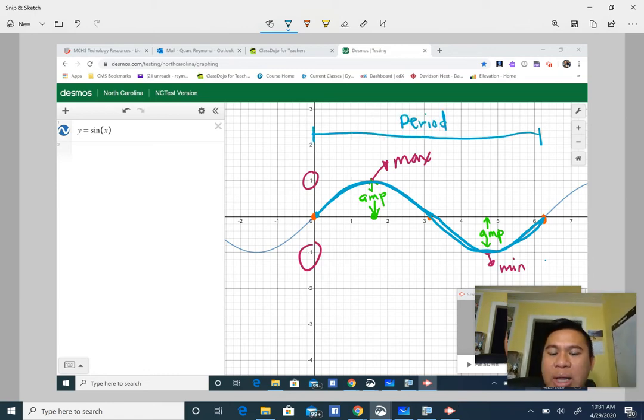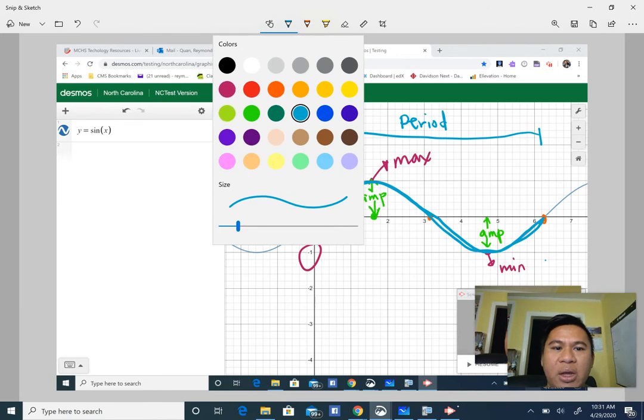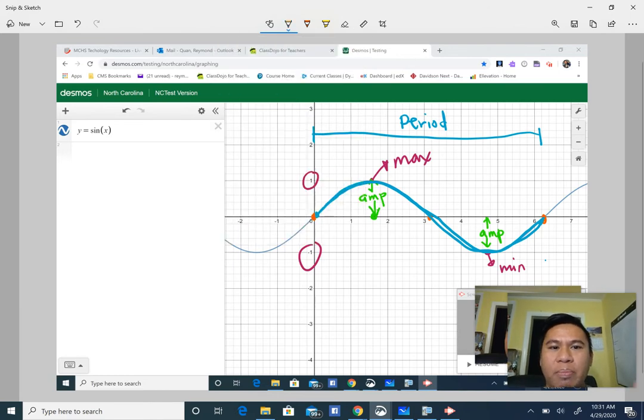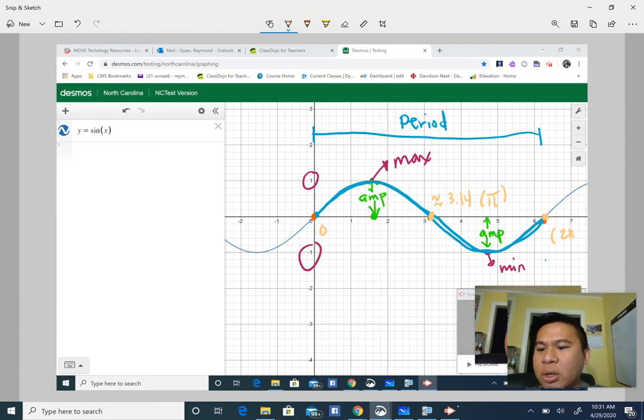Let's see now what the length of one period is. As we may see in here, since this is in radians, everything is in terms of pi, which means this is at 0. This is at approximately 3.14, which is pi, and this is approximately 6.28, which is in fact 2 pi. So the length of one period in here is in fact 2 pi.